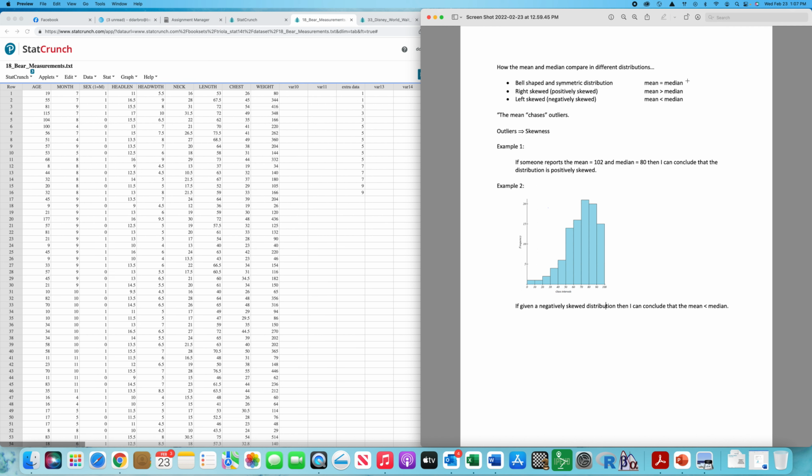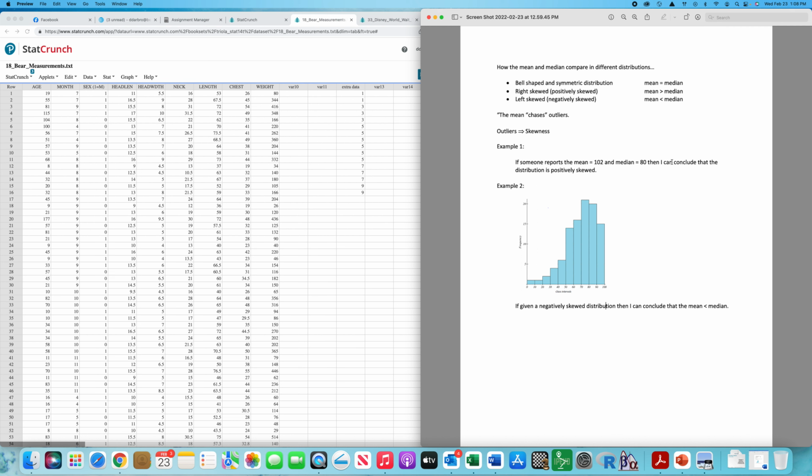between the mean and the median when we have a bell-shaped and symmetric distribution, a right skewed distribution and a left skewed distribution. And just as I've reported there, the mean and the median will be equal to each other or very, very close to each other in a bell-shaped and symmetric distribution. If we have a right skewed or a positively skewed distribution, the mean will be greater than the median. And if we have a left skewed distribution, the mean will be less than the median.